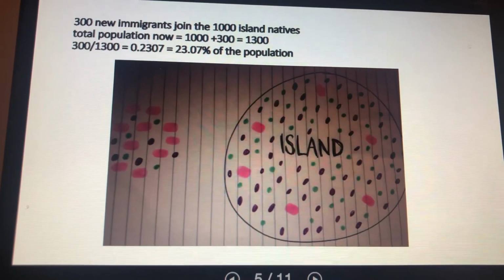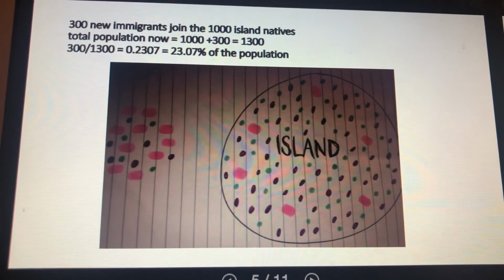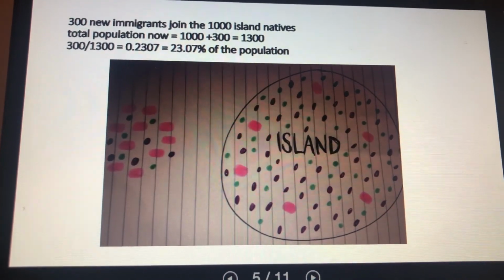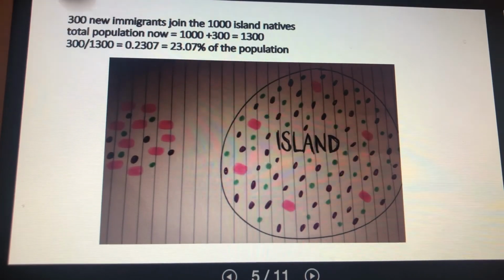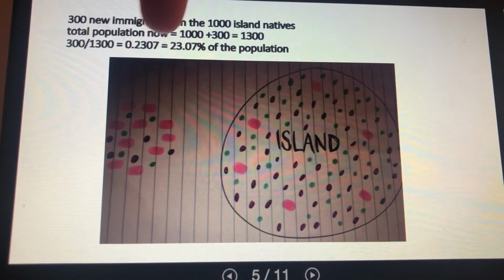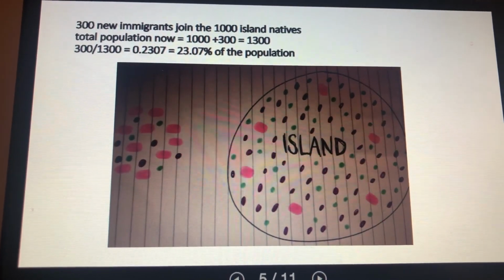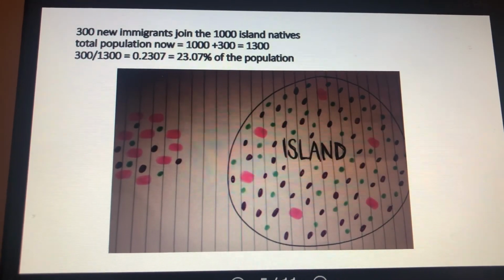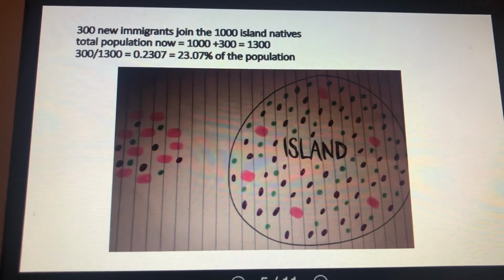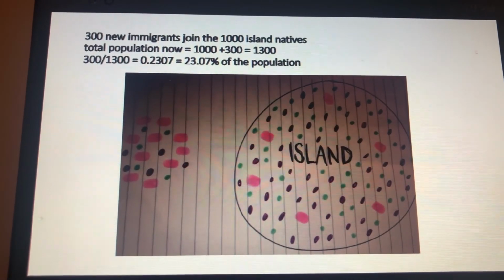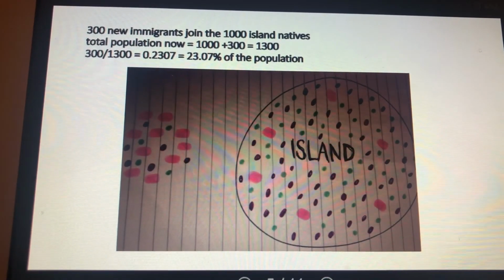So, for my example, 300 new immigrants joined the 1,000 island natives. So the total population now is 1,000 plus 300, which equals 1,300. So we take the new over the total, which is 23% of the population, and that would be our M. After migration has occurred, 23.07% of the population are immigrants, and that means that 76.9% were already from the island. And so the island gets immigrants from the continent at a 23.07% rate of the total population per generation.